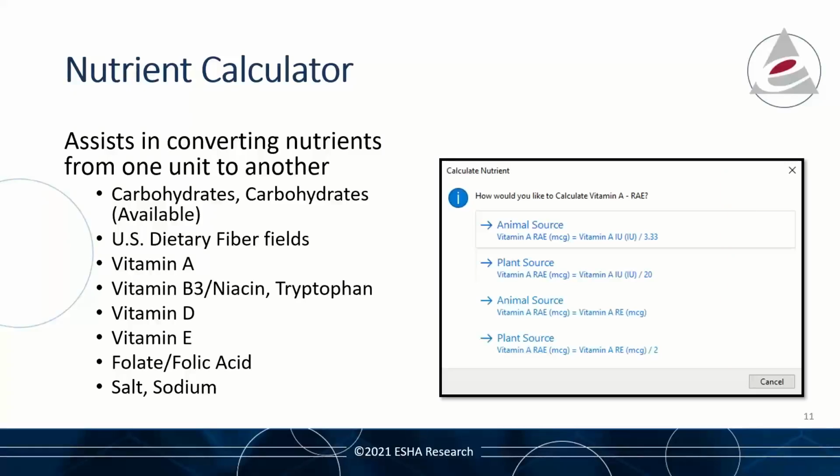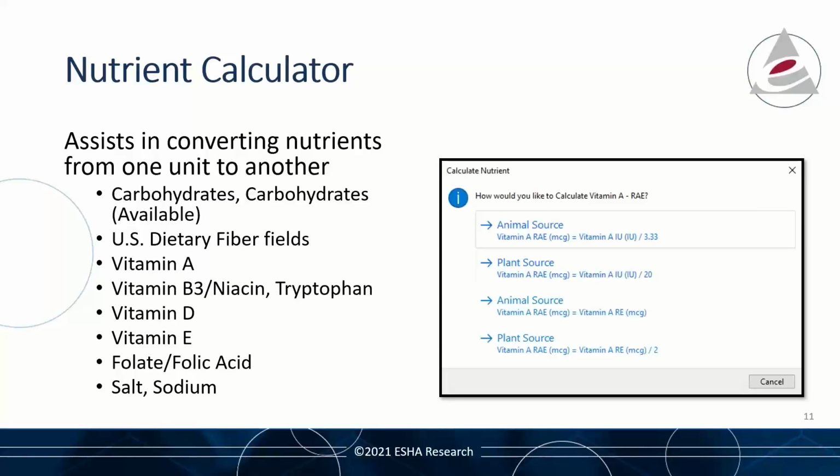When you enter ingredients into Genesis, you can use the nutrient calculator to calculate and populate additional nutrient fields and units. This is also true for the recipes. Once you've entered your recipe, you can use the nutrient calculator to see if any additional fields can be filled in. This can be helpful in converting units that were used in previous regulation to the new required units.